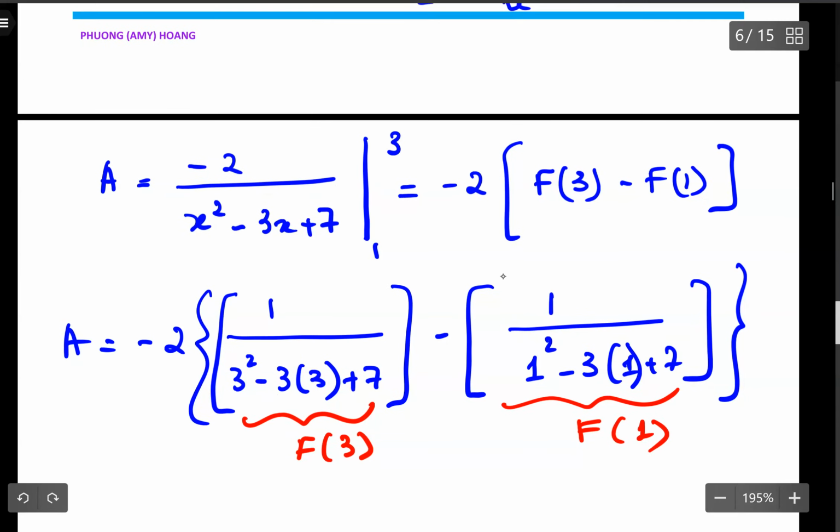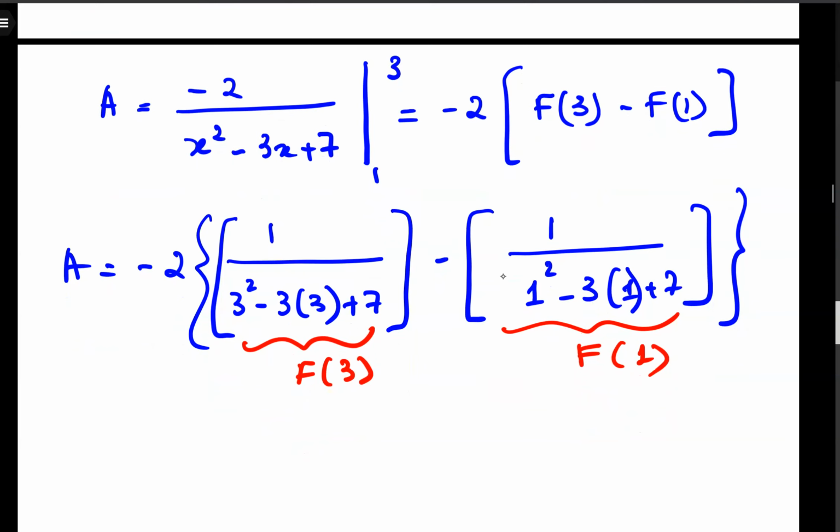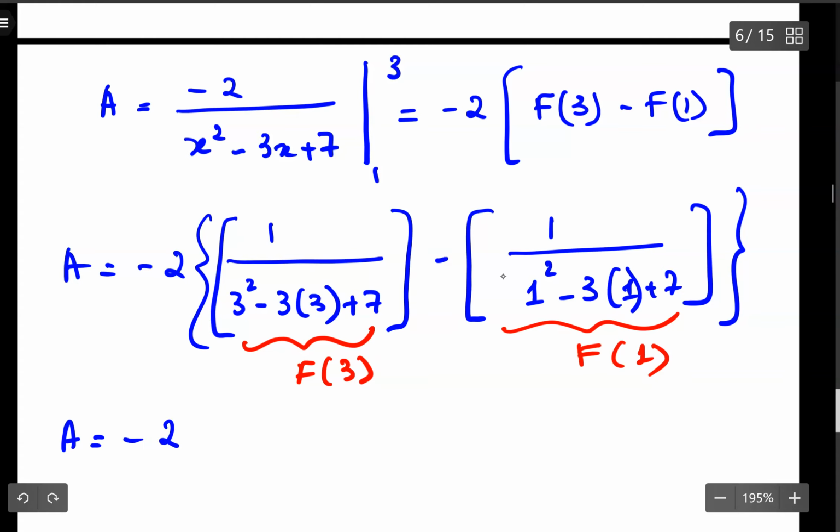We double check that where the x is, we replace it with the upper value and also the lower value, the upper limit and the lower limit. The rest of the stuff is just algebra. So perform the operations. I have 3 squared is 9, minus 9. So 9 minus 9 is 0. I have 7 left, so it's 1 over 7.